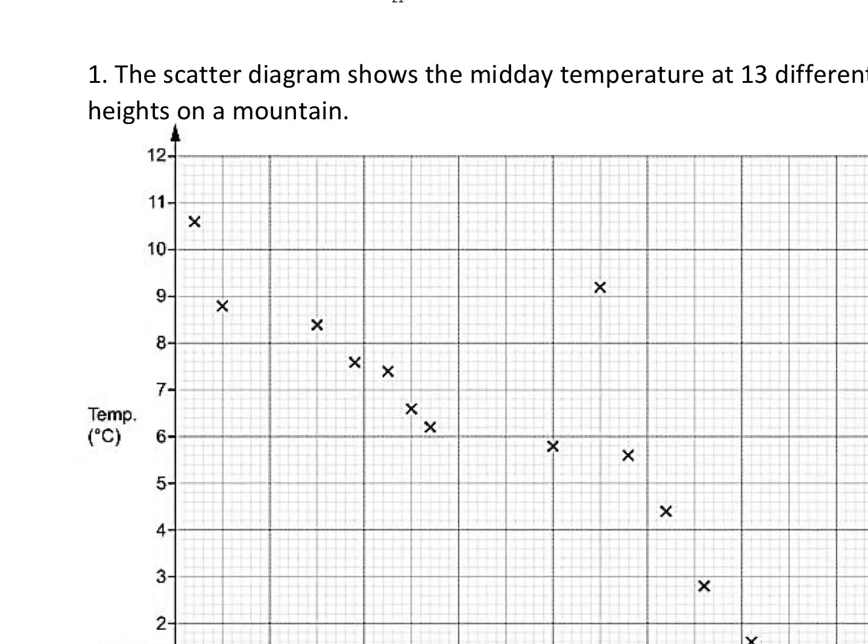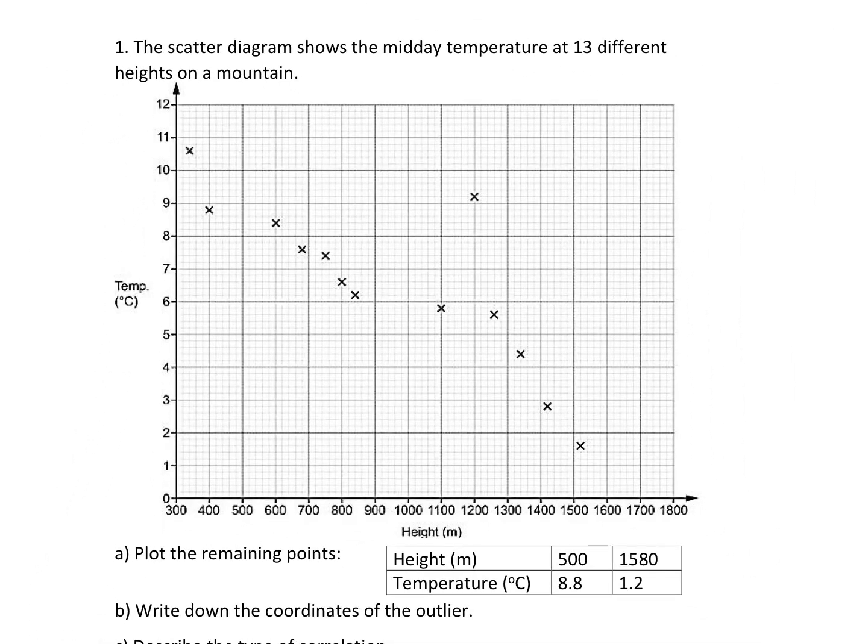So here we have number 1. The scatter diagram shows the midday temperature at 13 different heights on a mountain. So we have the height and we have a temperature. Most have been plotted already, and part A asks us to plot the remaining points. 500, 8.8. Try my best.